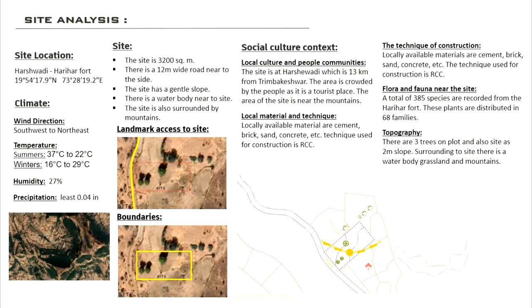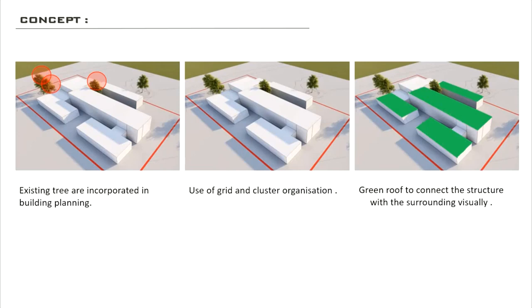The area is crowded by the people as it is a tourist place. The area of the site is near the mountains. There are 3 trees on the plot and also site has 2 meter slope. Surrounding to site there is a water body, grassland and mountains. Concept for interpretation center design was to incorporate existing tree in building planning, use of grid and cluster organization, green roof to connect the structure with the surrounding visually.